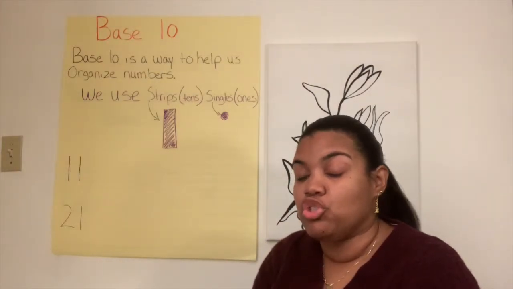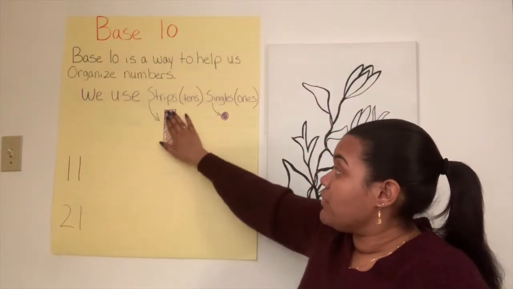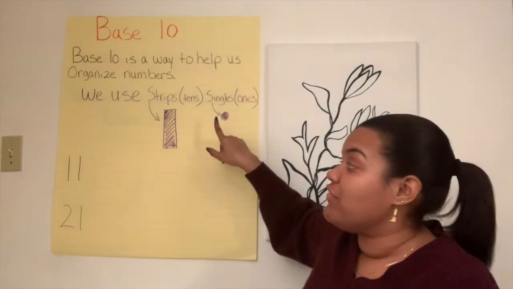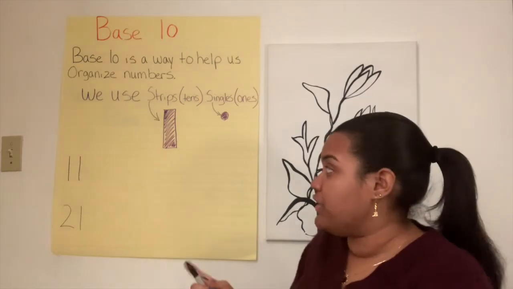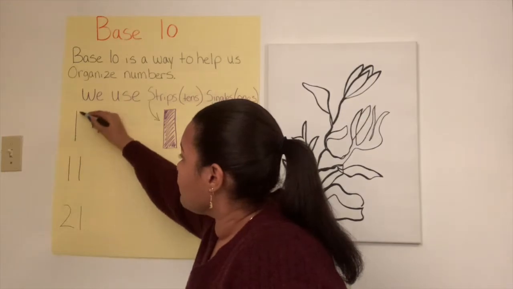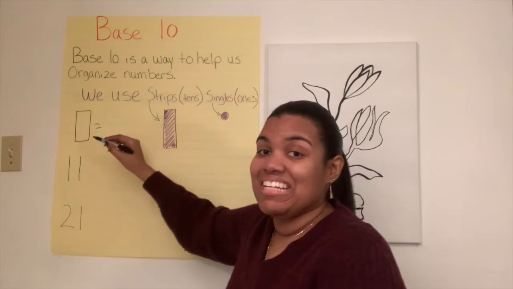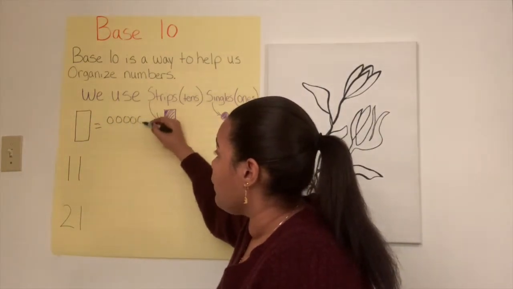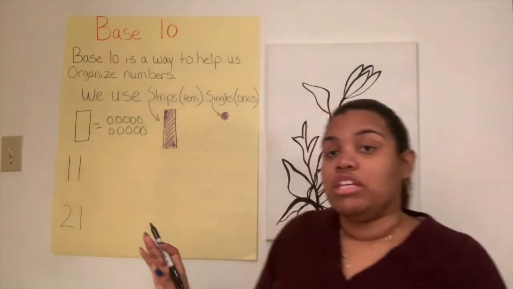So here's something that's super, super important that we should talk about. For every strip, we have 10 singles inside of every strip, okay? And we're going to write that down because it's super important. So every strip, I'll draw you a picture. Every strip equals 10 singles. So we have 1, 2, 3, 4, 5, 6, 7, 8, 9, 10. So take a look there.